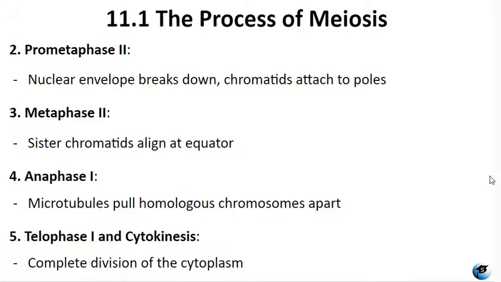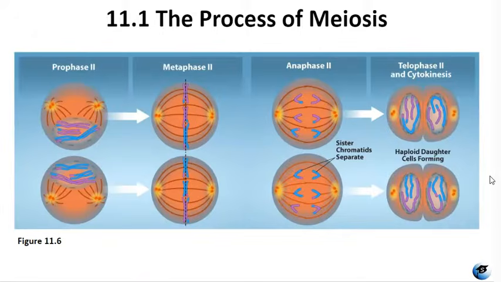Once the chromosomes are properly aligned and the spindle checkpoint is satisfied, the cell proceeds to anaphase 2, where the sister chromatids will separate and move to opposite poles of the cell. This is followed by telophase 2 and cytokinesis, which results in the formation of 4 haploid daughter cells, each containing a single set of chromosomes. So here's figure 11.6 again. This is showing the overview of meiosis 2.